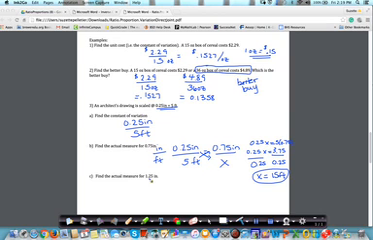Find the actual measure for 1.25 inches. Again, this is the solid rate they gave us from the beginning, so we just continue to use it. 0.25 inches over 5 feet equals, and now we have 1.25 inches, and we have to figure out how many feet that is.